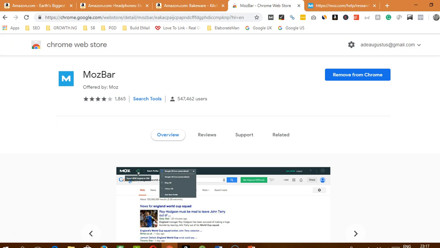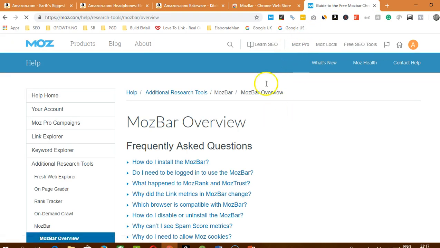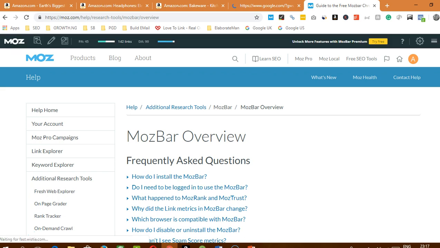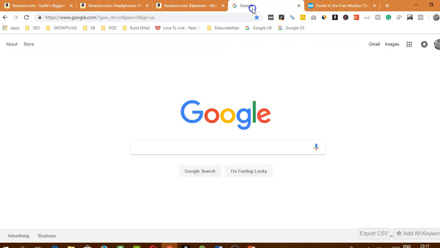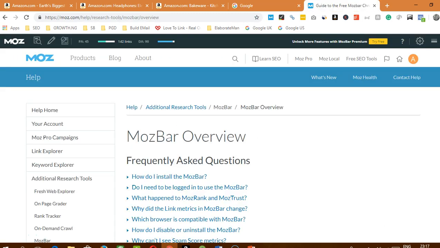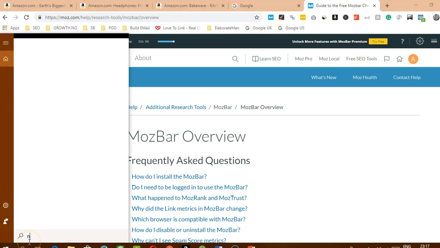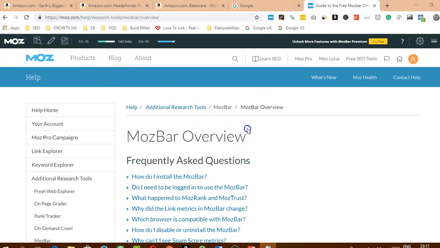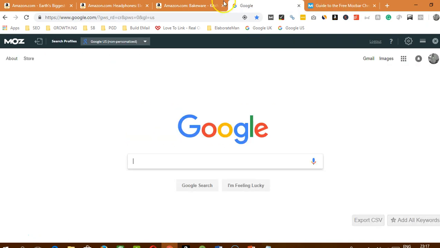Once you do that, you sign up, you log into your account, you restart your browser, and automatically you start getting the data on your search page once you follow the instructions on this particular page. I'll add this page to the video description. Let me try and save it so I will not forget. Okay, so I'll add it to the description so that you can check it much later.